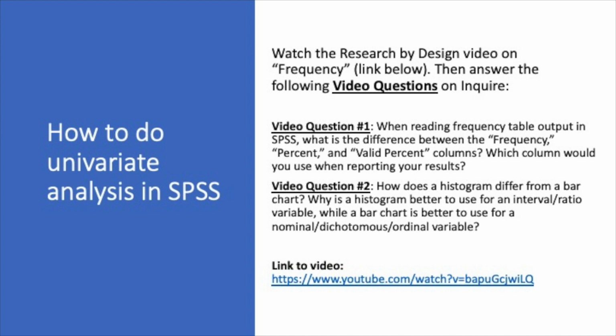First question, when reading frequency table output in SPSS, what is the difference between frequency percent and valid percent columns? Which column should you use when reporting your results? Second video question, how does a histogram differ from a bar chart? Why is a histogram better to use for an interval ratio variable, while a bar chart is better to use for a nominal, dichotomous, or ordinal variable? These are things that we have discussed already a bit in the module, but you will hear the instructor in the video talk about these particular points as well. Okay, so watch the video, then answer these questions on Inquire, and then come back here for your closing question.